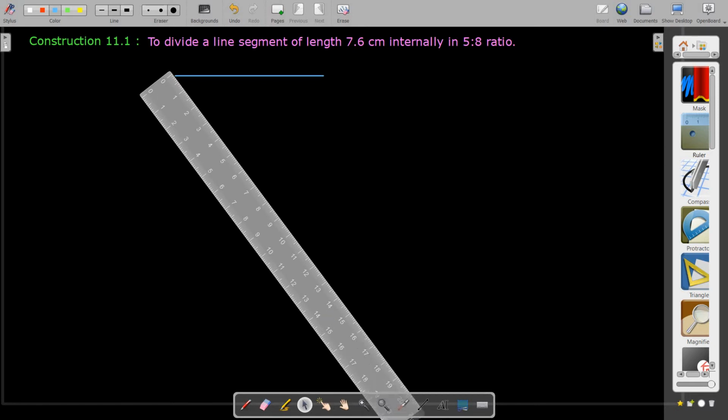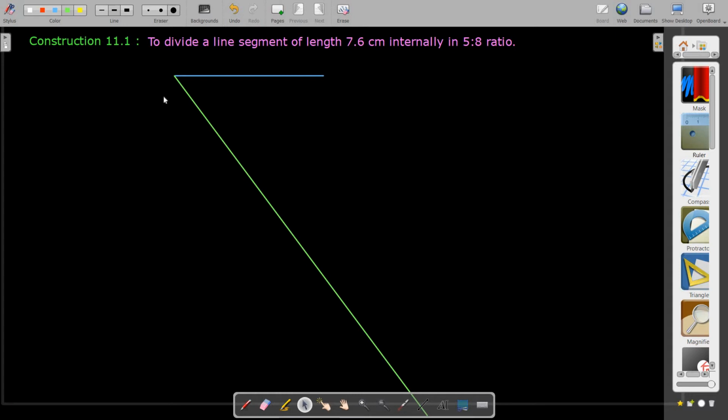Before that, let me extend the length of the line segment. Right. So at one of the ends, I place the ruler back and name the line segment. So the given line segment be AB, and we have drawn at A an acute ray AX. So AX will help divide the line segment AB in 5:8 ratio. Now these ratio numbers are very crucial. So the ratio is 5:8.